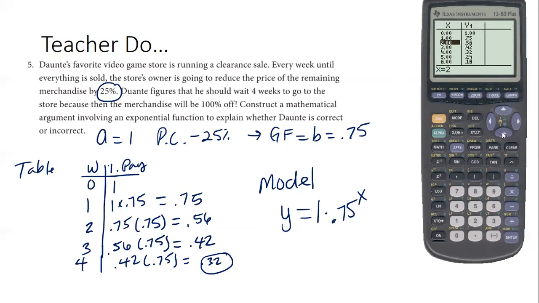All right, were we right so far? Yep. And how many weeks is it going to take until it's 0? 19 weeks. So when he walks in 19 weeks, almost 5 months later, the store's out of business. Let's just be honest at that point. They're probably sold out. But we would tell our friend Dante, sorry, sir, you would have to wait 19 weeks until everything is 100% off. And I'm pretty sure by then the store would be closed.